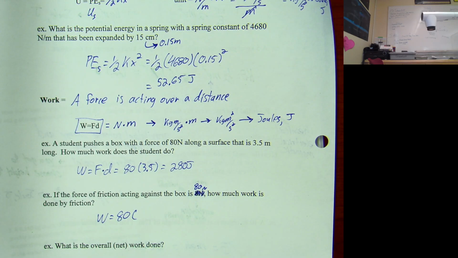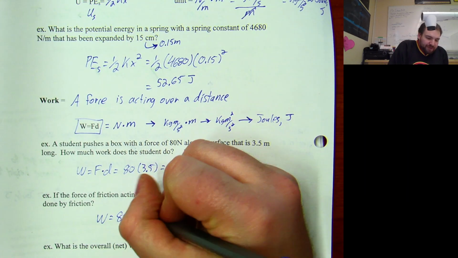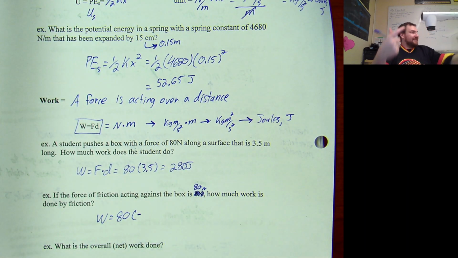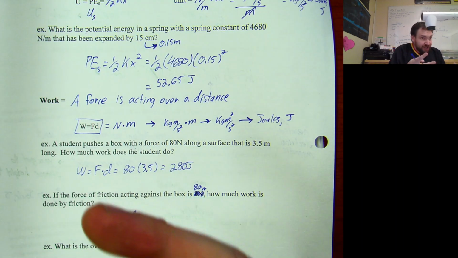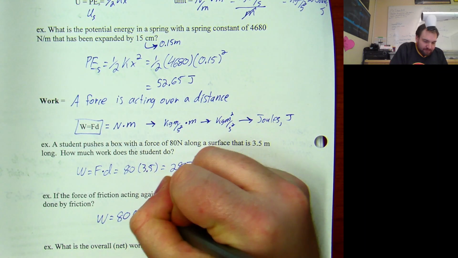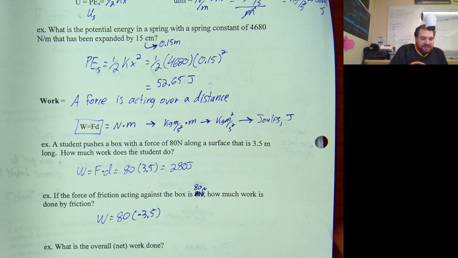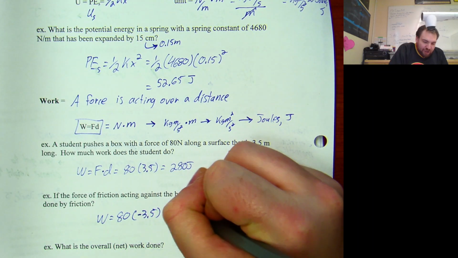If, as I'm pushing this way, friction is pushing back against me, you can think about friction doing work in the opposite direction. But work is a scalar. So how does that pop out? Well, because friction is acting against the direction of motion, it's going to show up here as having a negative displacement. So 80 times negative 3.5 is going to equal negative 280.